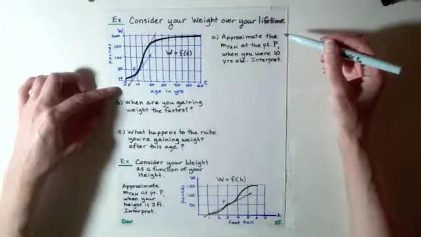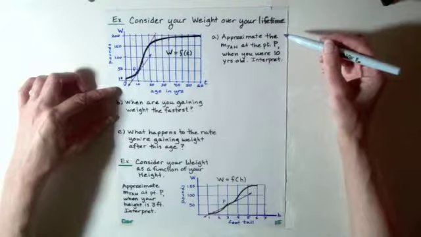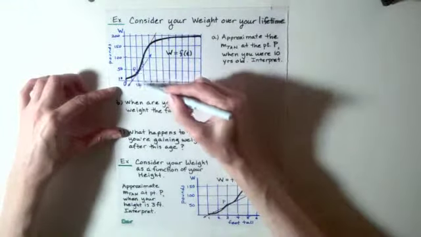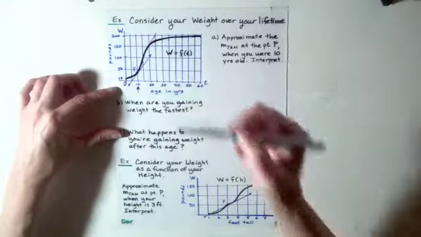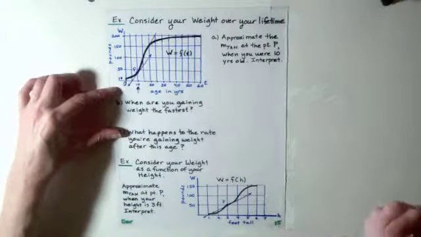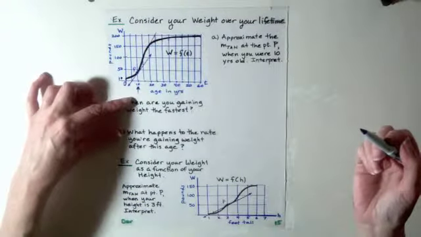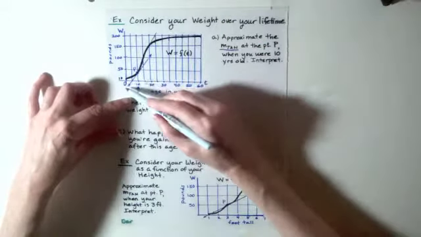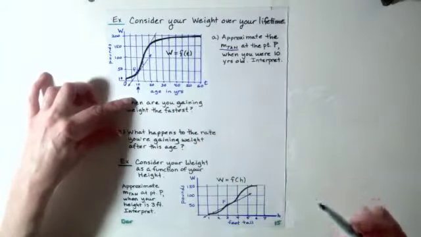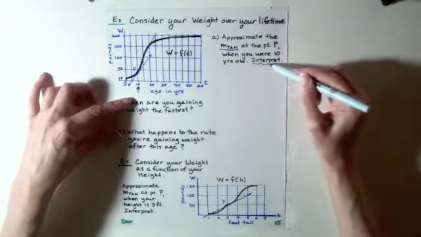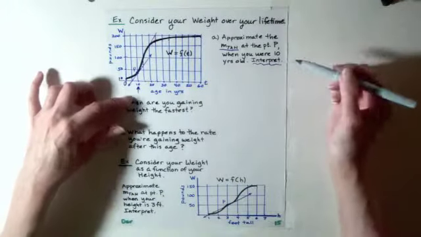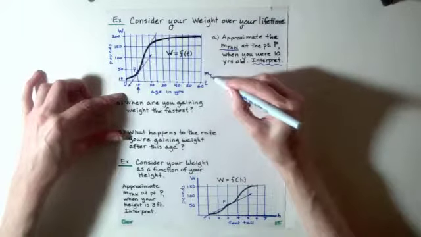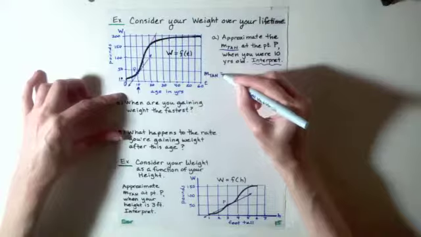Let's see if we can answer some questions here. In part A, we are asked to approximate the slope of the tangent line at the point P. And you notice that the point P is at the time that you are 10 years old. Say it's your 10th birthday, the instant when you turn 10. So let's try to approximate the slope of the tangent line there, and the tangent line is actually drawn in for us. And then we'll try to interpret what that slope means. So let's go ahead and start by just seeing if we can figure out what the slope of the tangent line is when you are 10 years old.